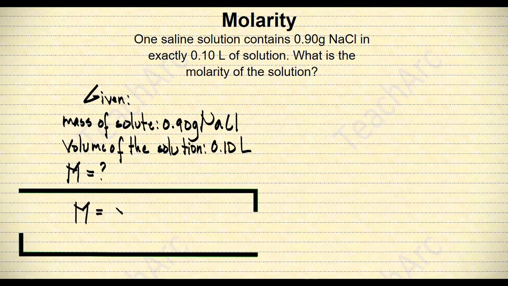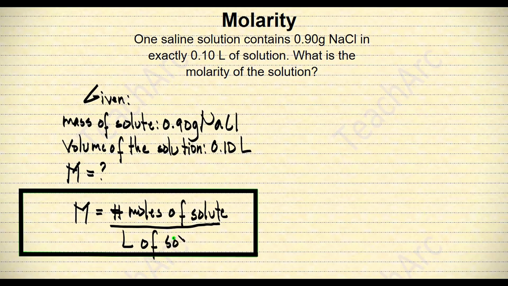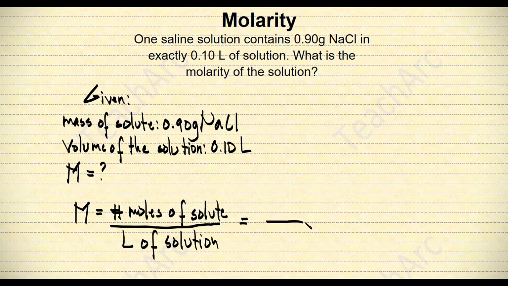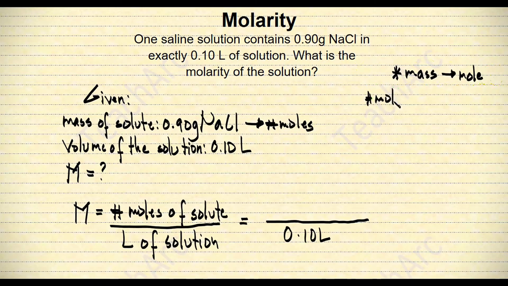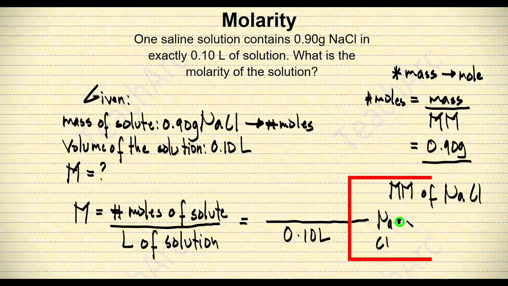As we all know already, molarity is the number of moles of solute divided by the volume of the solution. We can substitute the volume of the solution here, but then we need to convert the given mass into moles. To convert mass to mole, remember that we will just divide the given mass of NaCl by its molar mass. To compute for the molar mass of NaCl, we will just count how many atoms of sodium and chlorine are there. We have 1 sodium and 1 chlorine.